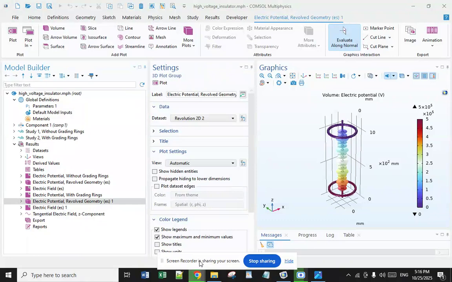Insulation materials should be selected based on their dielectric, mechanical, and thermal properties. Common insulation materials include glass, porcelain, and glass fiber composites. High voltage insulators are vital components in electrical power transmission and distribution systems.